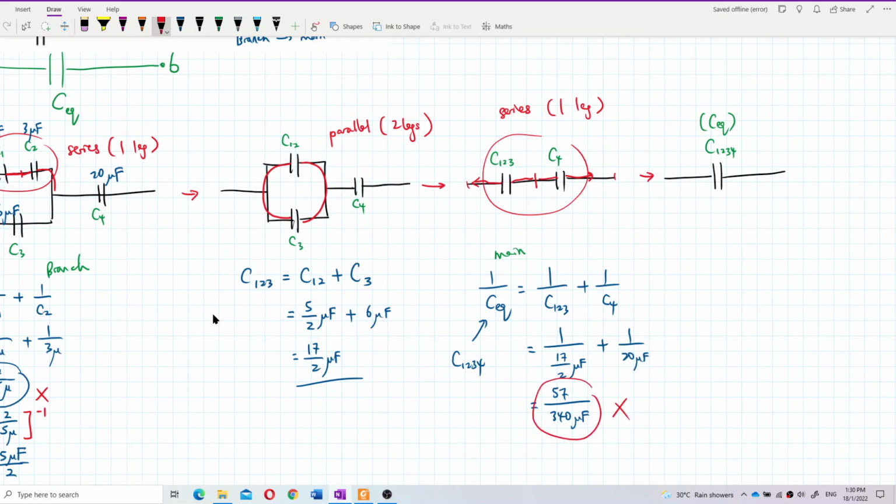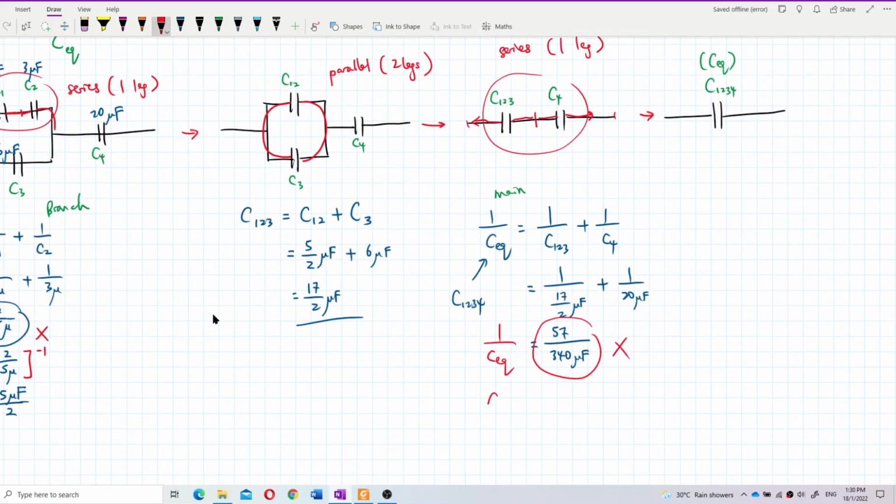No, it's not the final answer, because over here it is still 1/C equivalent. So you have to invert it. Many students forget about this inversion. So you need to invert first: 1 divided by the answer.